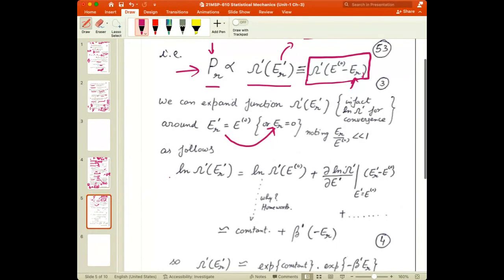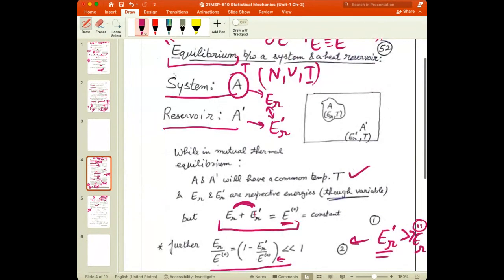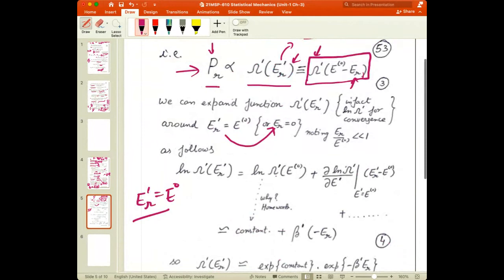There is one more step. Instead of expanding this function, this one or this one, because both mean the same, I'm basically expanding their log, just to make the series converge, because these numbers are very large. So I'm taking their logarithm just to make the series converging. Okay, so this function is equal to, because I'm expanding as I said at ER prime equals E0, because if you do this from equation 1, which is here, if I make my ER prime equal to E0, it means I'm expanding around ER equals 0. So where my system doesn't have any energy, I'm expanding around that point.